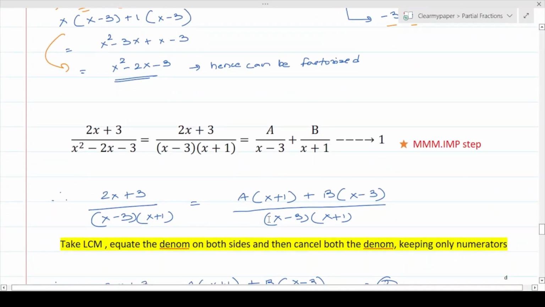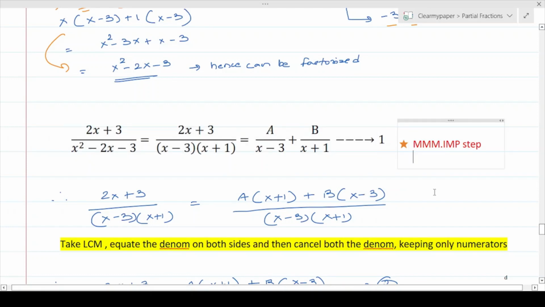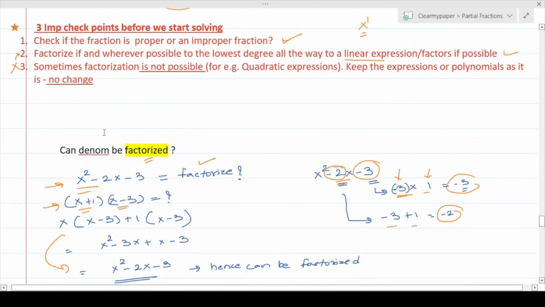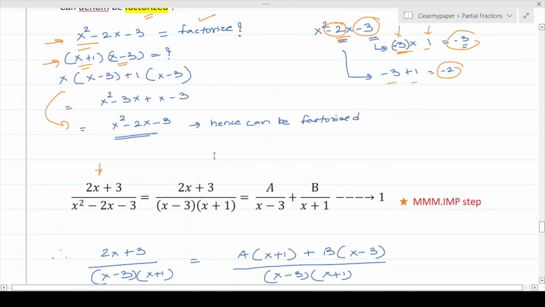The most important step is this particular step, which is in this box, which I've highlighted as the most important step. And why is this important? What are we trying to do here? We are trying to take the given rational expression, which is this example. We know that it can be factorized, which is what we have done here.